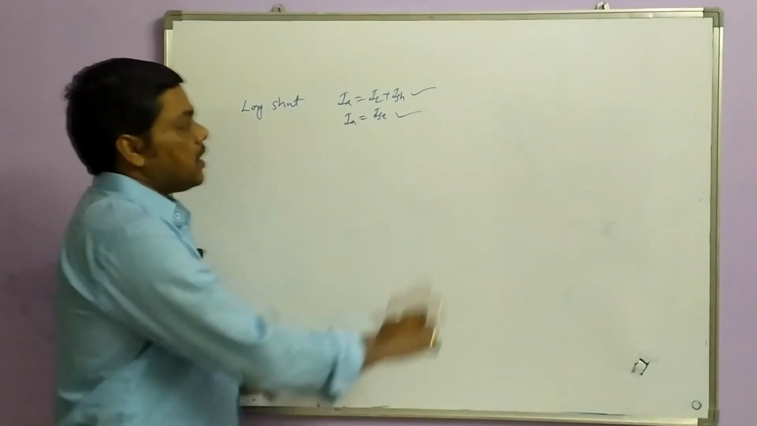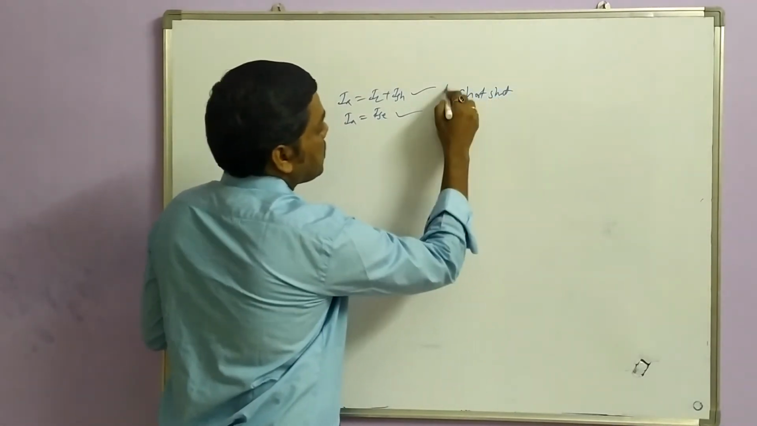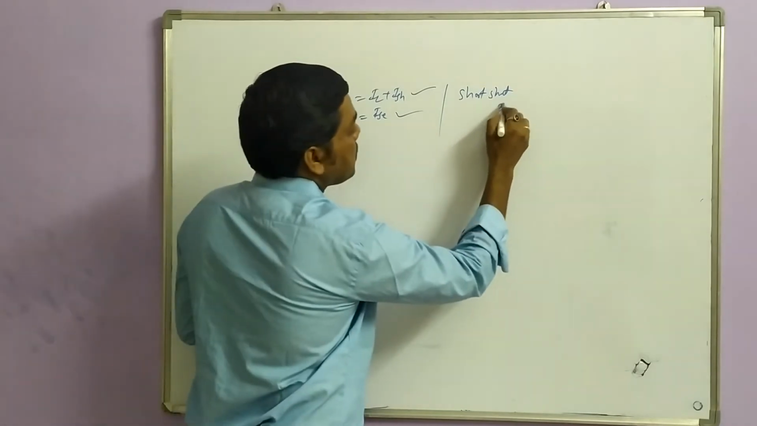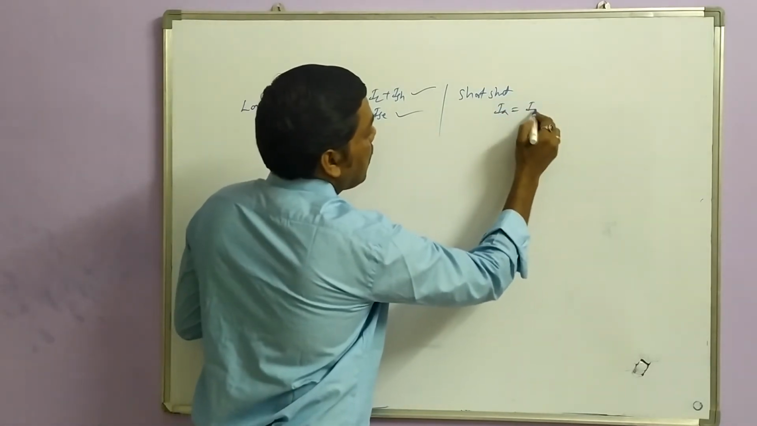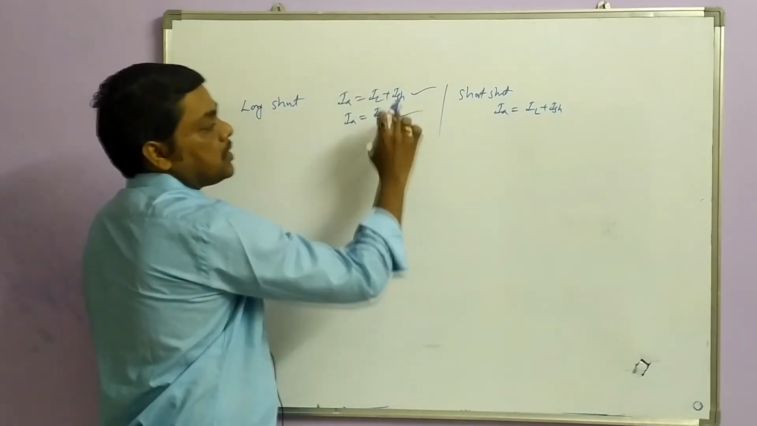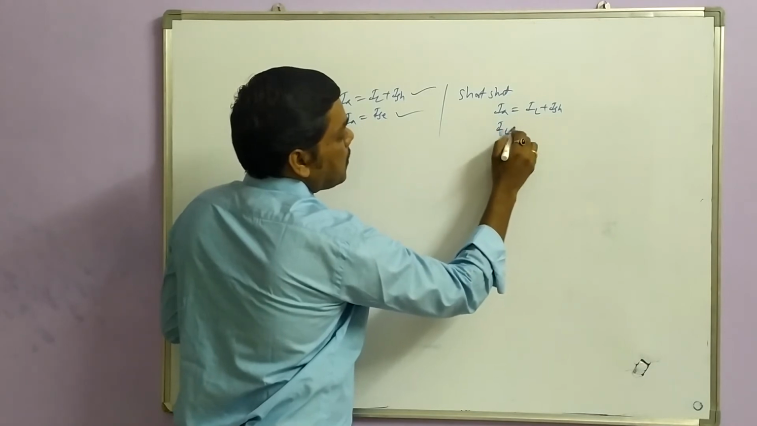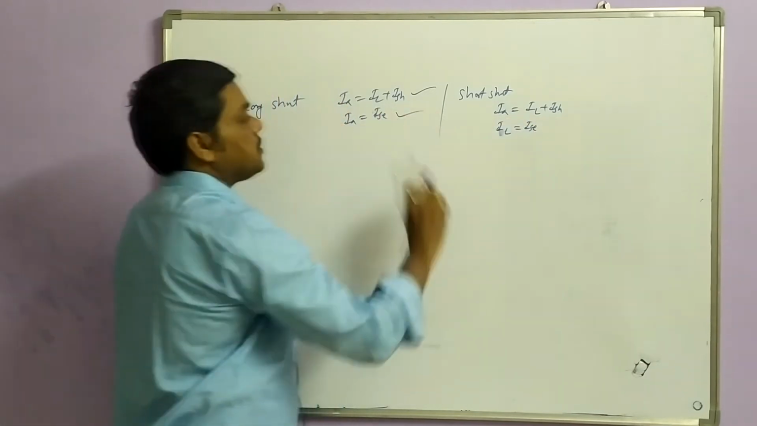But whereas in short shunt, Ia is equal to IL plus Ish, similar to this, but IL is equal to Isc.